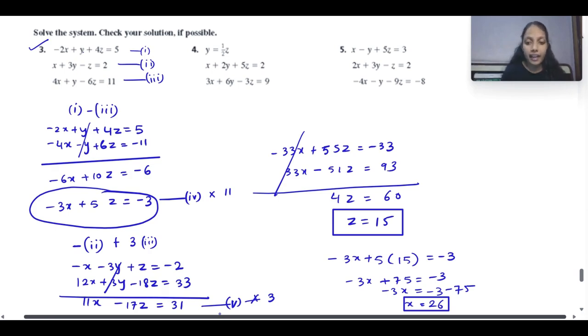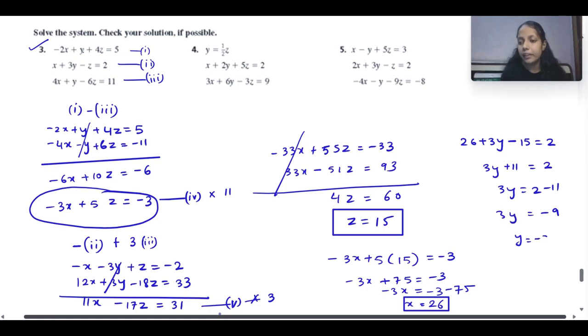You have z, you have x. Substitute z and x in any of the first three equations to calculate y. I'm substituting in the second equation because it looks easy. So x is 26, 3 times y, 15 equals 2. 3y plus 11 equals 2. 3y equals 2 minus 11, minus 9. Y equals negative 3.